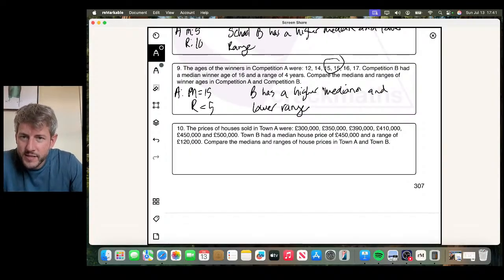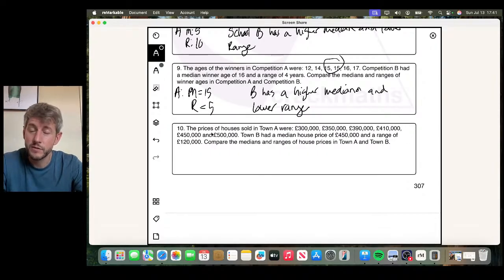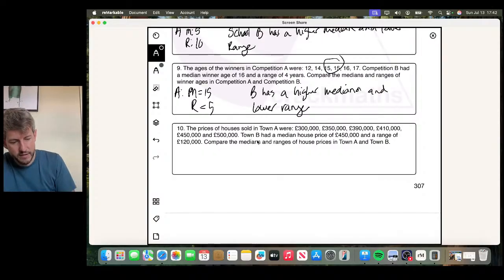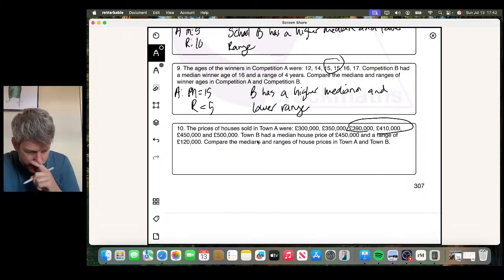Okay, so question 10. The prices of houses sold in town A were 300,000, 350,000, 390,000, 410,000, 450,000, 500,000. Town B had a median house price of 450,000 and a range of 120,000. Compare the medians and ranges for the house prices in town A and town B. So 1, 2, 3, 4, 5, 6 pieces of data again. So that means these two are in the middle because we're already in size order, which is nice.